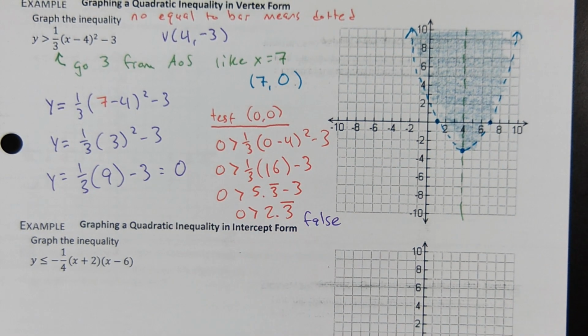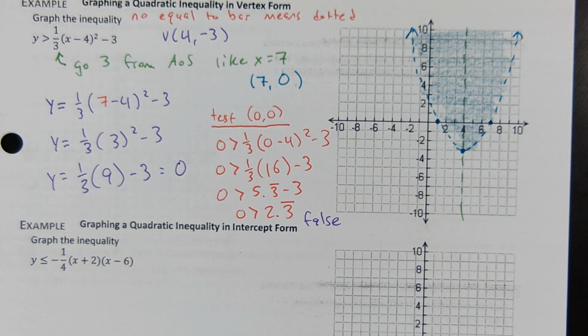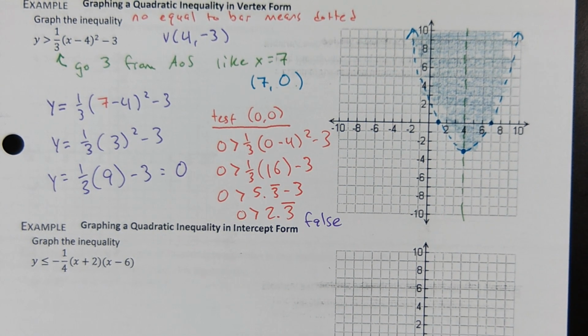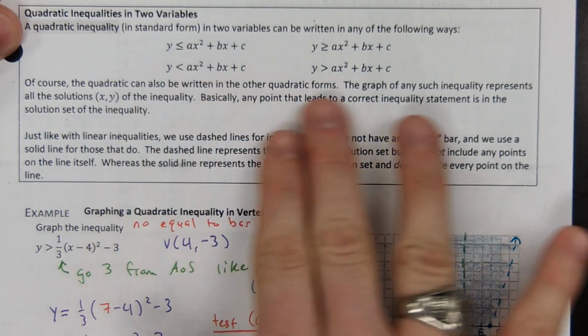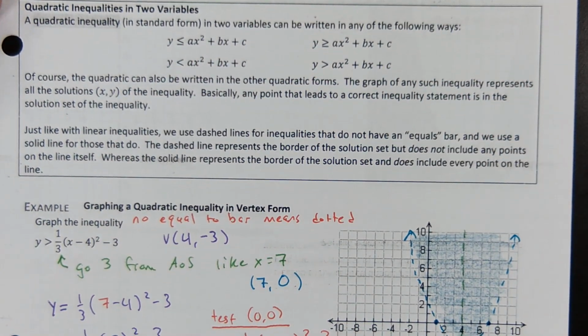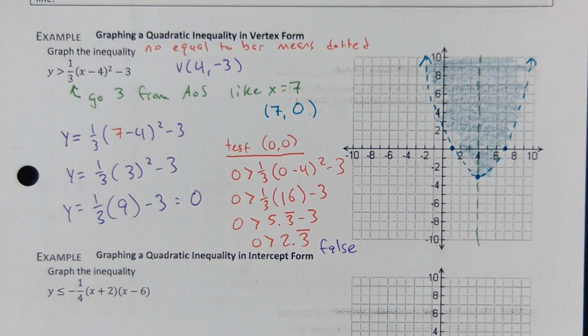Now you know that I'm not a fan of shortcuts unless I know why they're true. The shortcut only works because of what we just did. It's the same as testing 0, 0. Remember what I told you? We never try to do these unless y is alone. See how y is alone? We only try to do these when y is alone for a very specific reason.